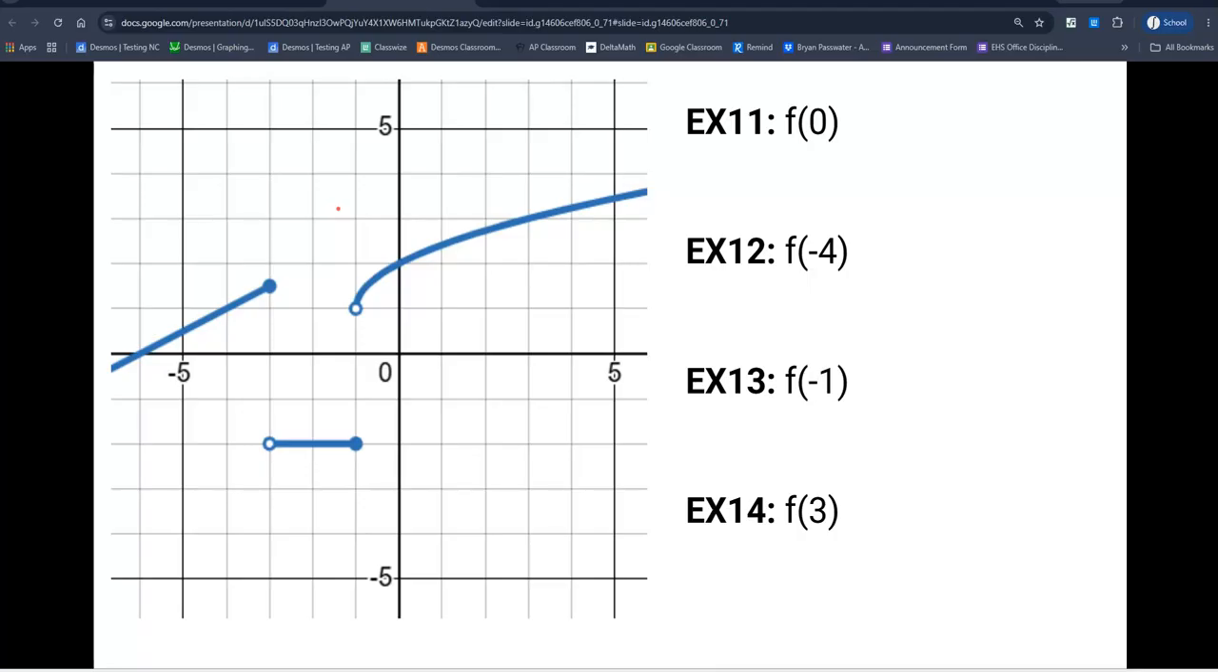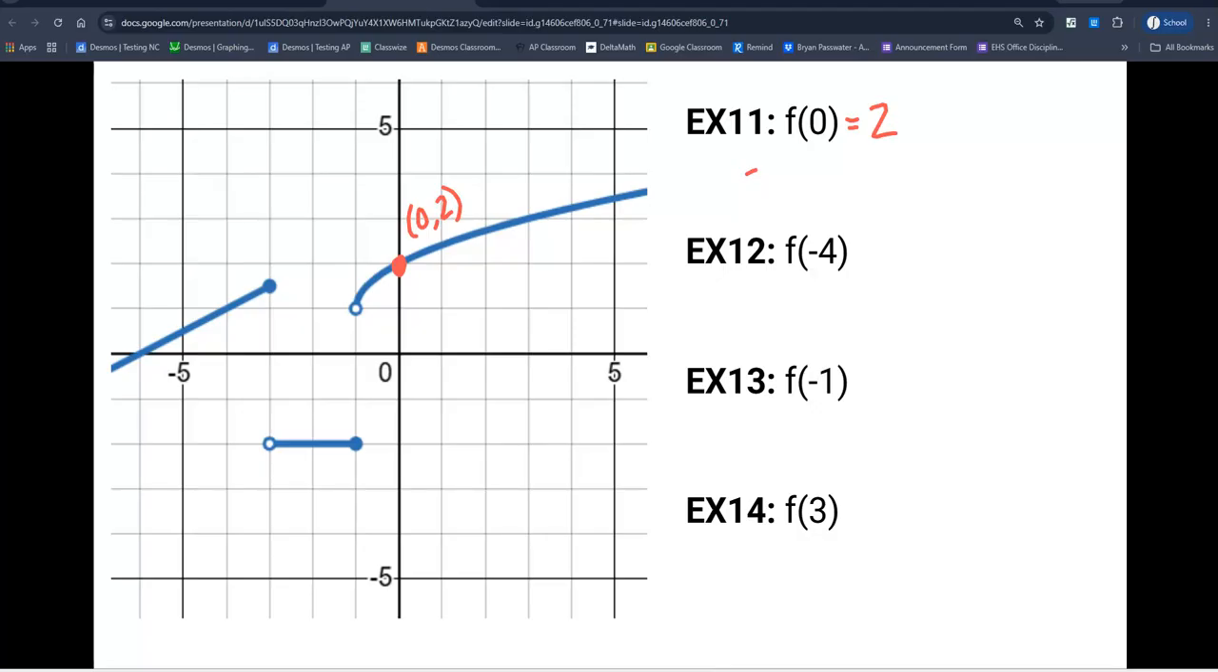Let's look at these real quick. And then we are going to learn how to graph it. Okay, so let's see. Madison, what did you get for number 11? Very good. We're talking about this point right here. Coordinates 0, 2. So 2 is our answer.